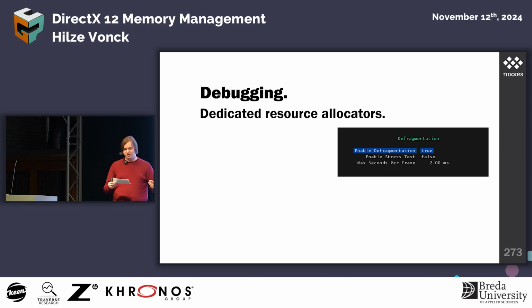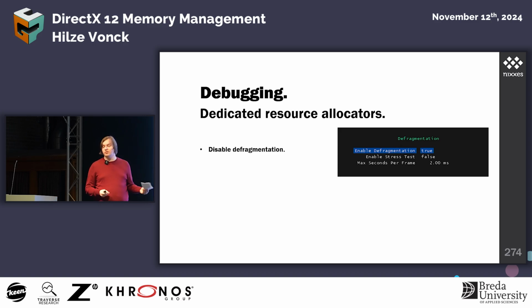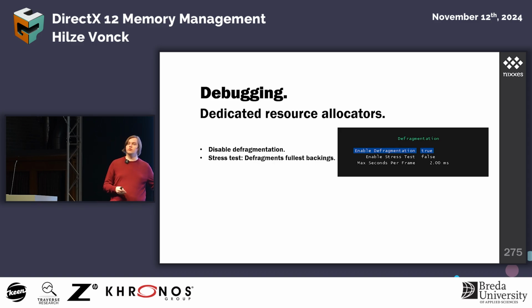Next up, we got the defragmentation, however. The defragmentation can be tweaked in a couple of different ways. We can disable the defragmentation system in its entirety. We can enable stress tests similar to the one of the demotion system. And we can limit how much time the defragmentation system is allowed to take up every frame.